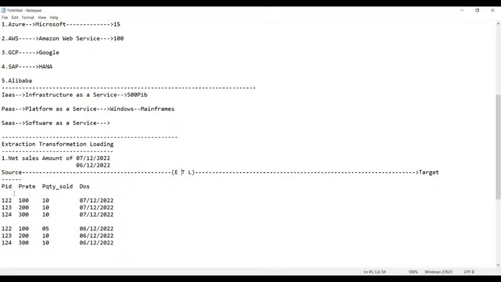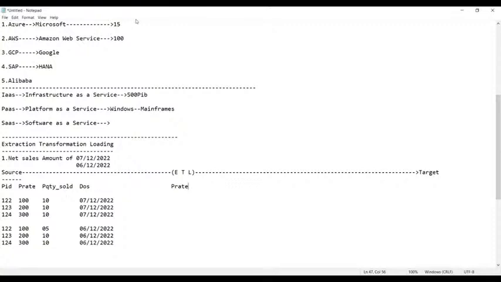Okay, so now, guys, tell me. To find out the net sales amount of 7th December 2022, do you require the product ID? Everyone? No, we don't require the product ID. We can ignore it. Do we require the product rate? Yes. In fact, without the rate, how can you find out? So I'm pulling in the product rate here.